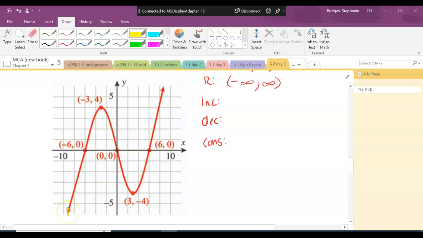Okay, so starting at the bottom, we're going to go until this point. Are we increasing or decreasing there? Increasing. So we're going to increase from negative infinity to negative 3. Okay. And then we change our direction and we start doing what? Decreasing. So my decreasing interval is going to be from, where did I start decreasing? Yeah. Negative 3 to positive 3.